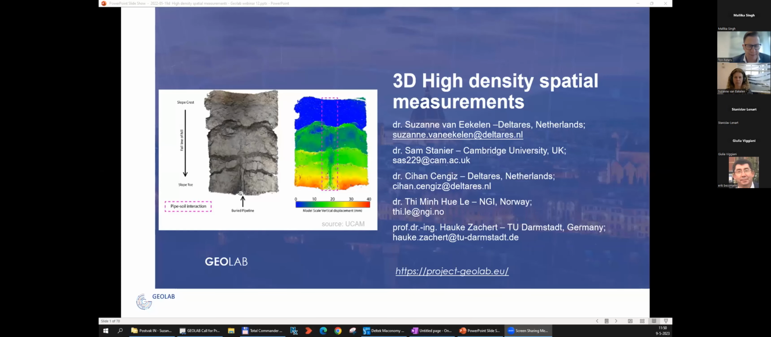Hello, good morning. Do you see my screen? Yes. Good. I will be presenting about three-dimensional high-density spatial measurements. I've not done this work alone, not at all. Here are some of the contributors to this story. It is based on a report to be published by the end of the month, as Tom has explained.